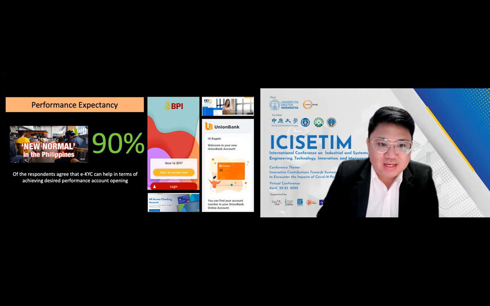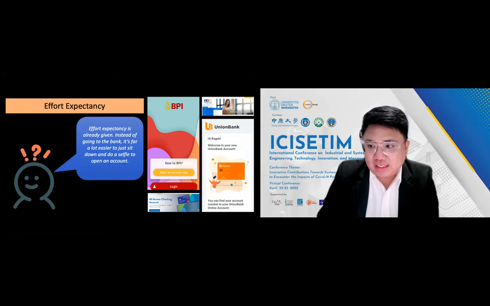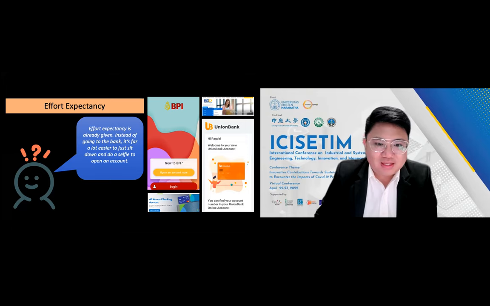Now, in terms of effort expectancy, given the digitization and increased adoption of mobile and internet banking, eKYC is indeed seen to be more efficient in terms of account opening. The effort expectancy is already given. This is something that doesn't need to be proven. Instead of going to the bank, according to the survey respondents, it is a lot easier to just sit down, take a selfie, and open a bank account. Next slide, please.